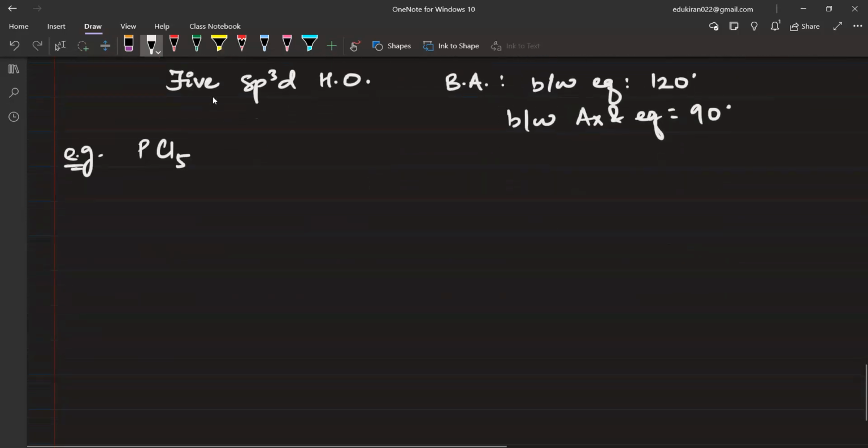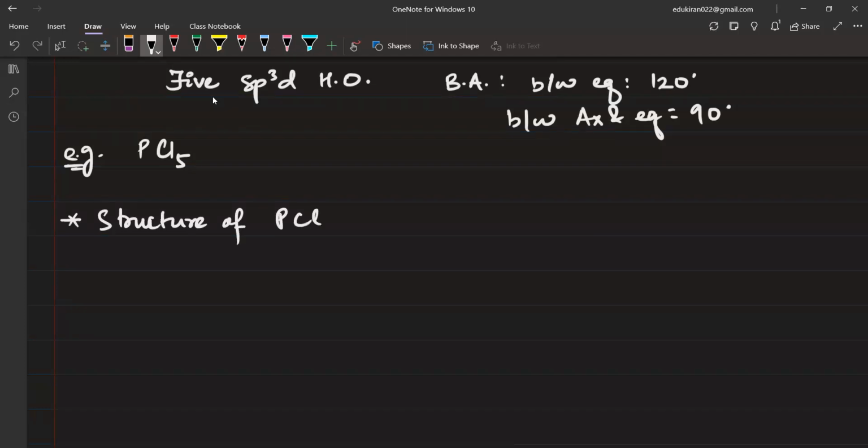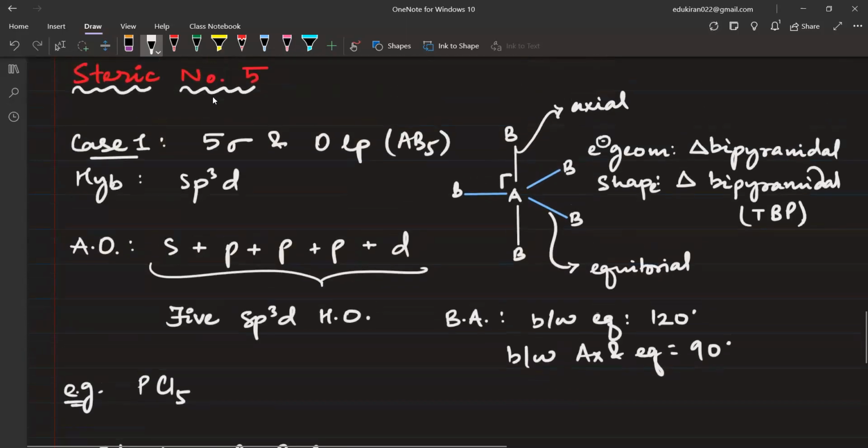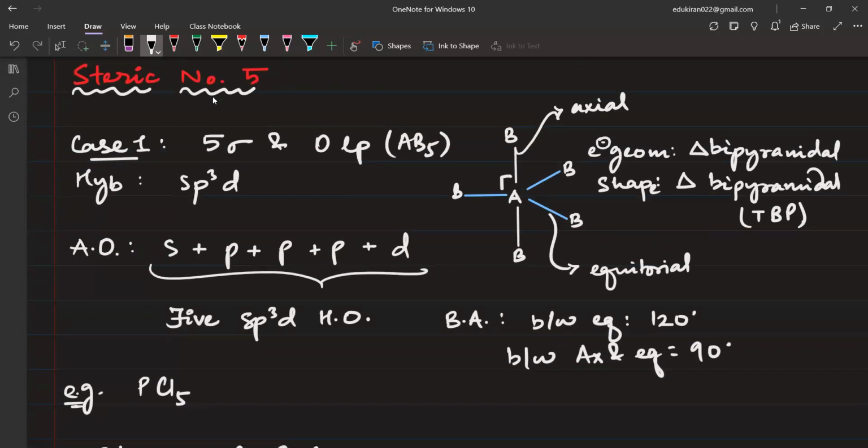Now, the formation and the structure of PCl5 is important. So we are going to discuss the structure of PCl5. But before I go to the structure of PCl5, you tell me: these axial bonds are having bonds at 90 degrees, right? And there are 3 such 90 degree bonds, correct? Yes or no? Yes, sir.